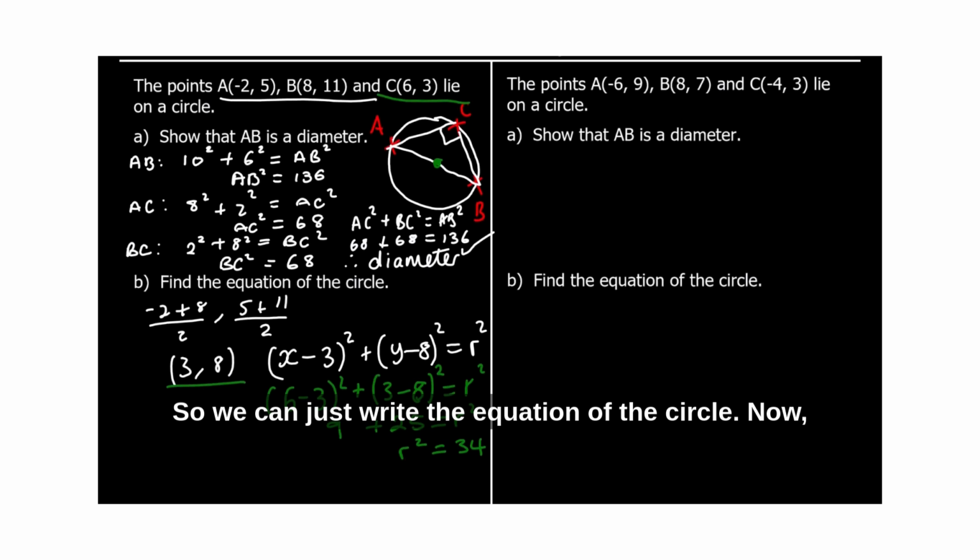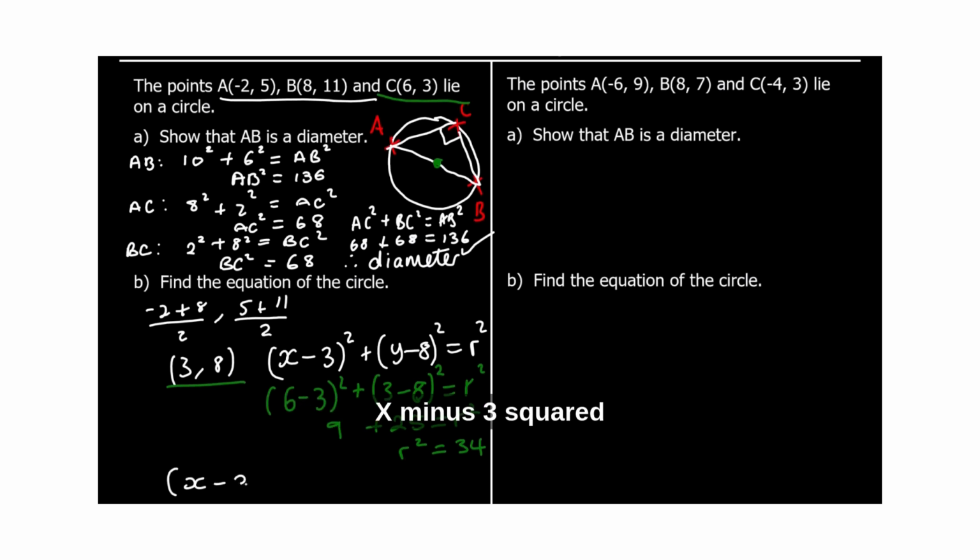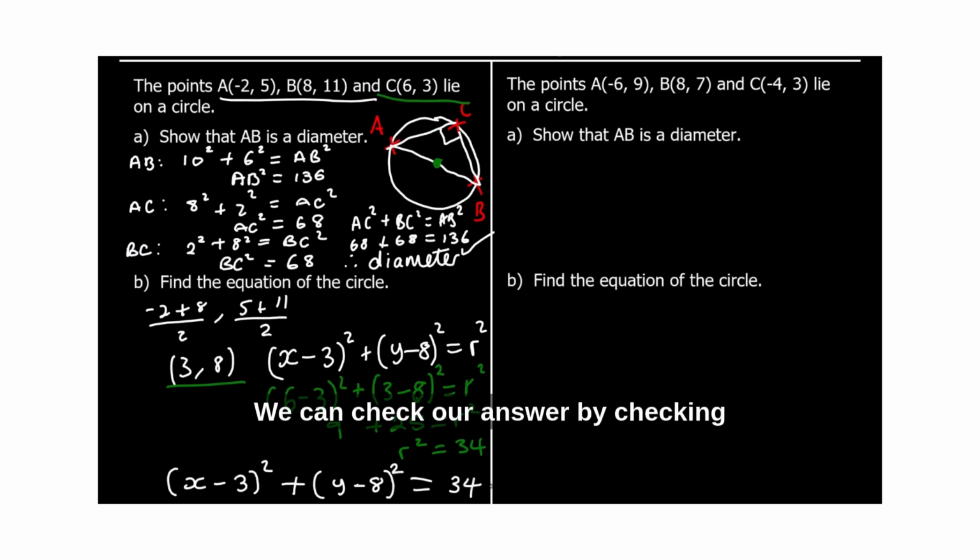So we can just write the equation of the circle now. x minus 3 squared plus y minus 8 squared equals 34. We can check our answer by checking this equation works for the other 2 points on the circle. So let's check for B. So 8 minus 3 is 5. 5 squared is 25. 11 minus 8 is 3. 3 squared is 9 again. 25 and 9 make 34. And if we use A, again, we'll get 5 squared and 3 squared, which is 34.